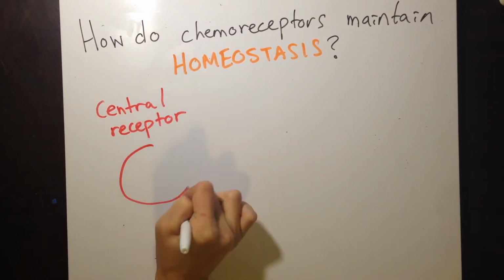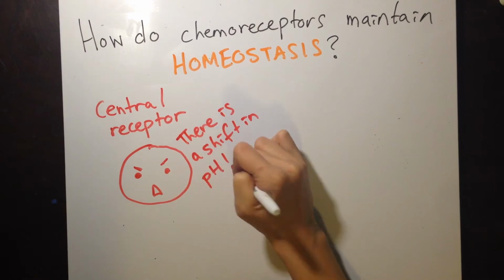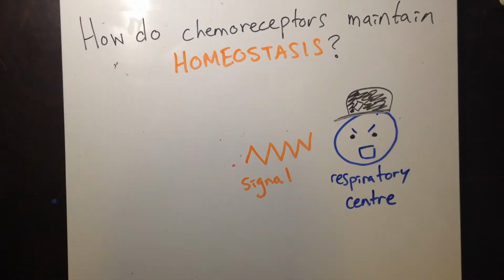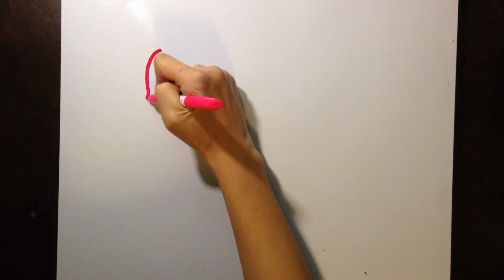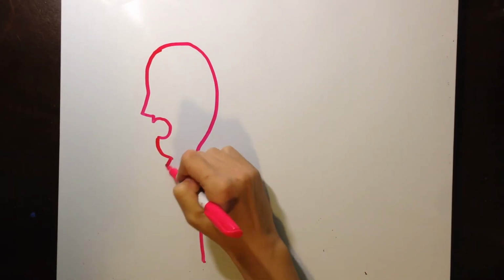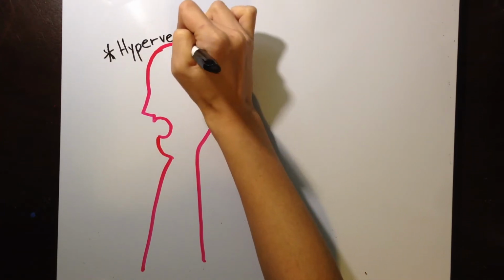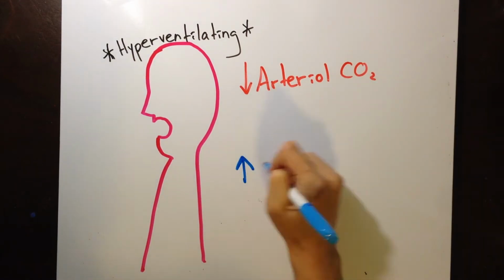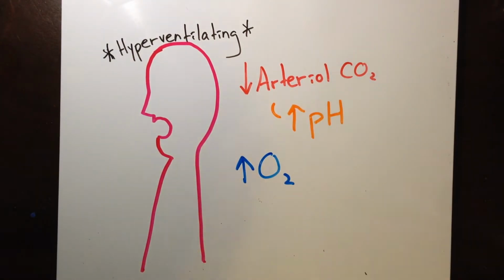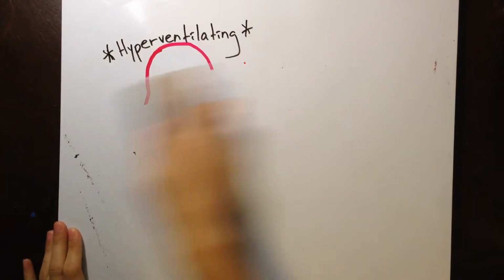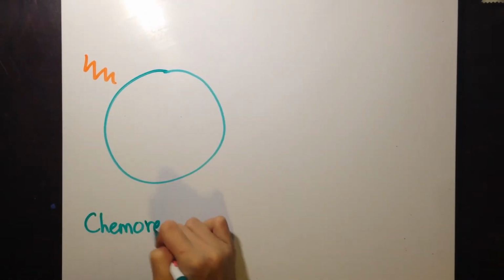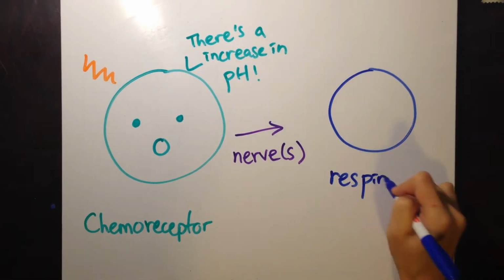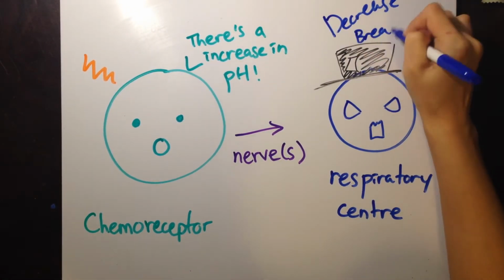The central chemoreceptors detect the drop in pH within the cerebrospinal fluid. They directly communicate this drop in pH to the respiratory center to help increase breathing rate. Conversely, if there is an accumulation of oxygen in the blood due to hyperventilation, for example, it will cause a decrease in arterial carbon dioxide levels and an increase in oxygen levels. The decrease in arterial carbon dioxide causes an increase in the cerebrospinal fluid pH. The chemoreceptors detect this change and, using the same process as previously explained, signal the brain's respiratory center to induce a decrease in breathing rate.